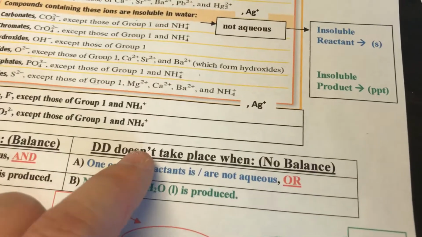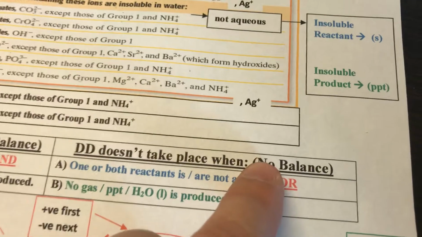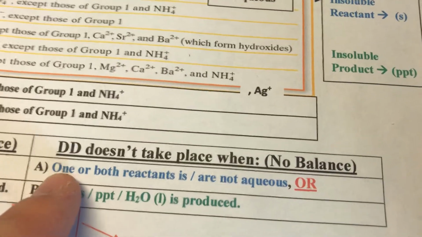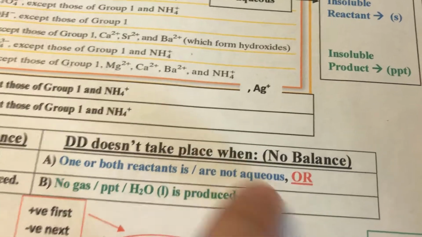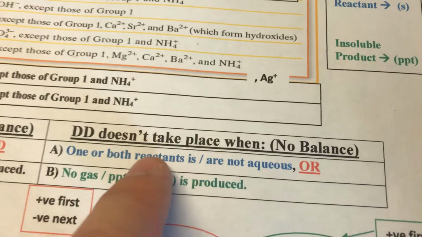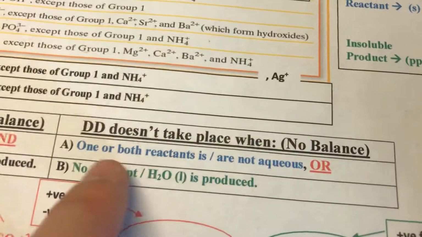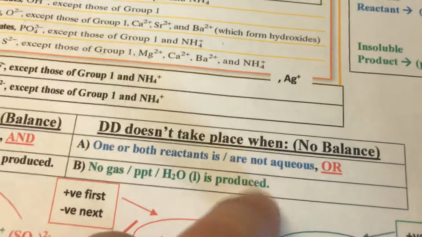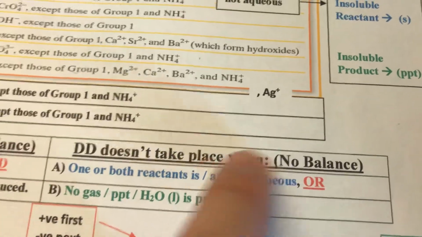Now, how do I know double displacement doesn't take place? When it doesn't take place, you do not need to balance the equation. That is when either one or both reactants are not aqueous. Or if no gas, no PPT, and no liquid water is produced. If either one of these happens, then you say there's no reaction, and you don't have to balance the equation.